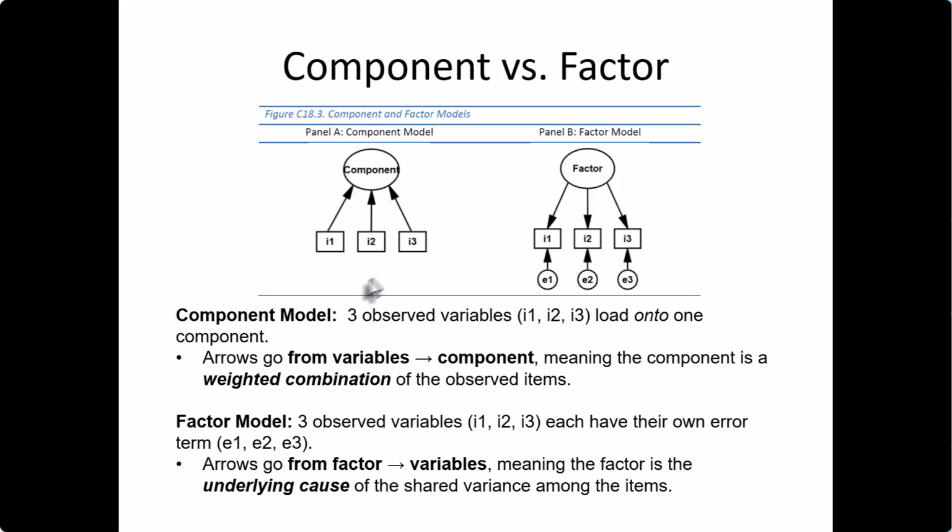So looking at this, we can see that items 1, 2, and 3 load onto this particular component, where the arrows go from the variables to the component, meaning the component is a weighted combination of the observed items. Whereas for a factor, it goes from here to the items, and it incorporates error. The arrows go from the factors to the variables, meaning that the factor is the underlying cause of the shared variance among items. This is a measure of some underlying factor.